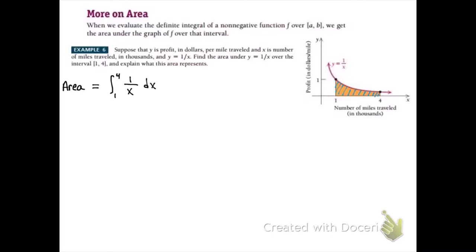Now to find this area, we just need to first find the antiderivative of 1 over x. We know the antiderivative of 1 over x is ln of x, or ln of the absolute value of x. And then we know we're trying to evaluate this from 1 to 4. So we plug those numbers into the antiderivative.